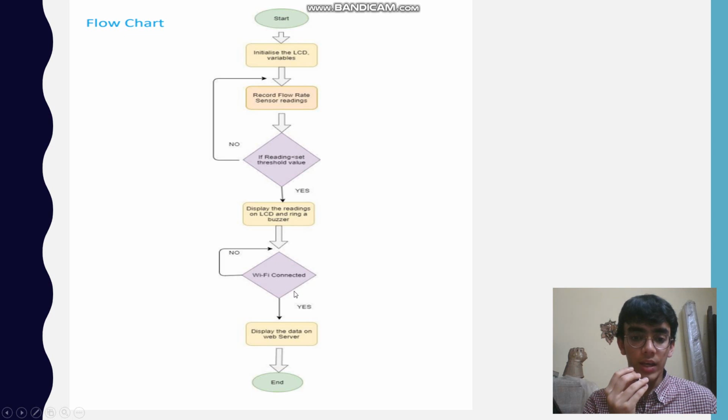If it is connected with the 8085, then we display the data on the web server. If it is not, then we go on checking for the Wi-Fi connection. And similarly, if the reading is greater than the threshold value, that means there is no blockage present and we continue the recording process. And this is how the flowchart ends here after displaying the data on the web server.